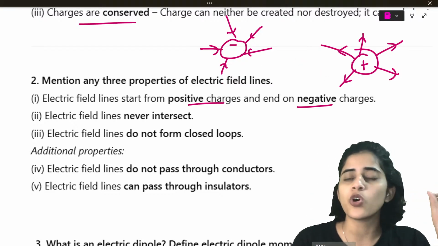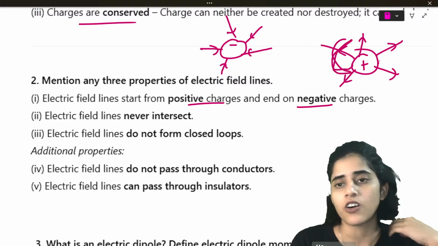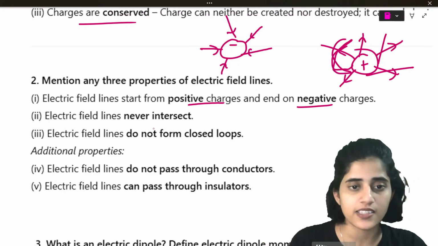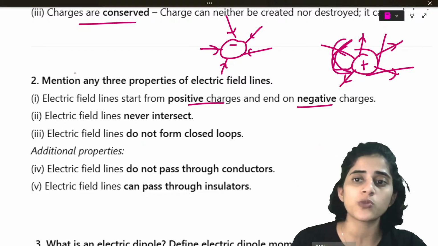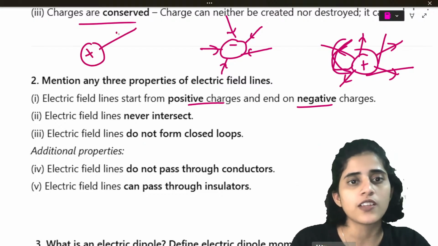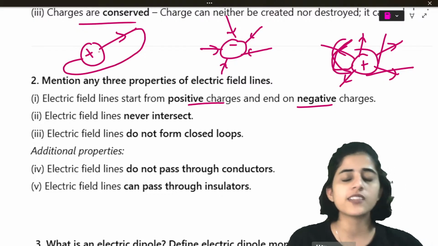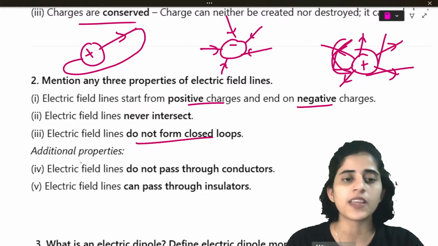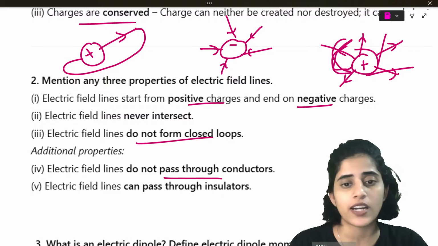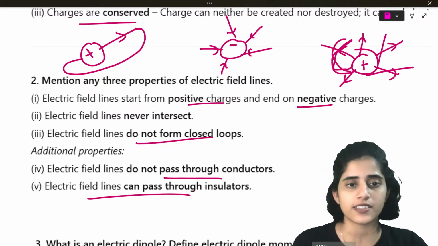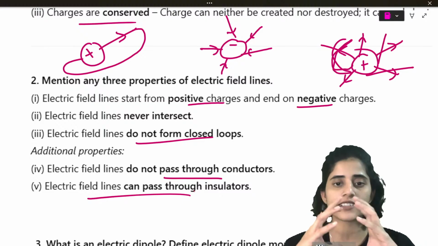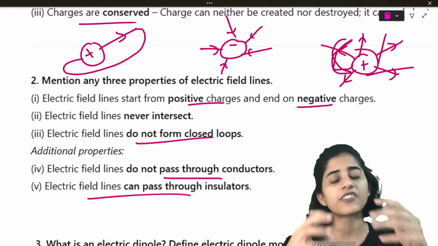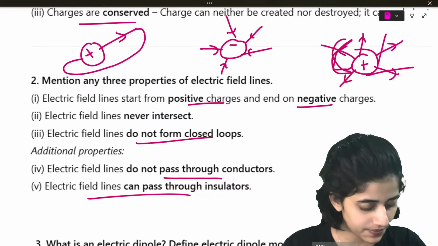And you can see that no two field lines go like this, or like this, or like this. They're always by themselves. They never intersect. Now, electrical field lines do not form closed loops. See, if this is a positive charge, this field line is not going to form a loop. It's just going to form straight lines outwards. So they do not form closed loops. Next one, electrical field lines do not pass through conductors and they can pass through insulators. Any three you can write down. So if you have a conductor, electrical field lines do not pass through them. Okay? But if it's an insulator, electrical field lines can pass through them. Okay?